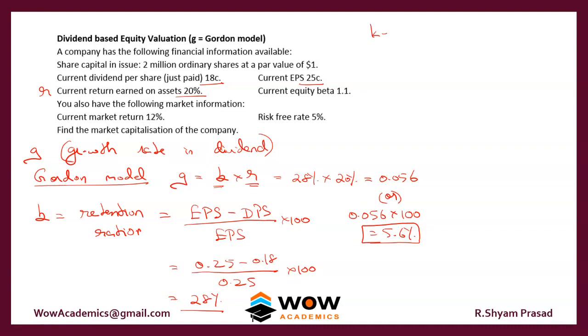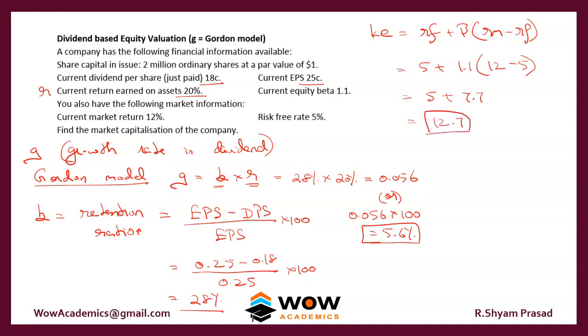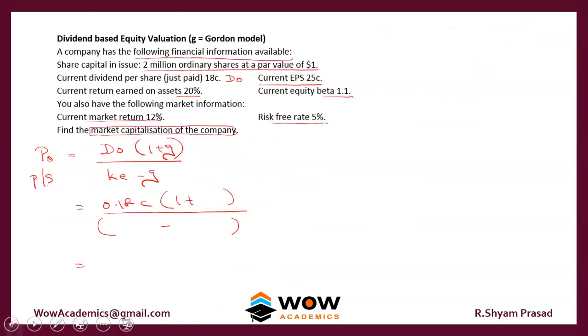So the KE works like this. KE we can find out through the CAPM. Again, RF plus beta into (RM minus RF). So the RF comes to 5%. Beta comes to 1.1. RM comes to 12 and RF is 5. So we can find it out like this. It comes to 7.7. So our answer is 12.7. So this is our KE. So our KE is 12.7 and G is 5.6.